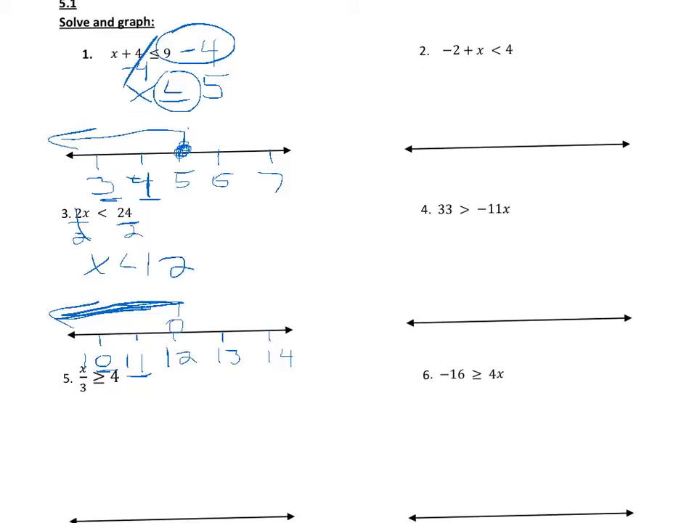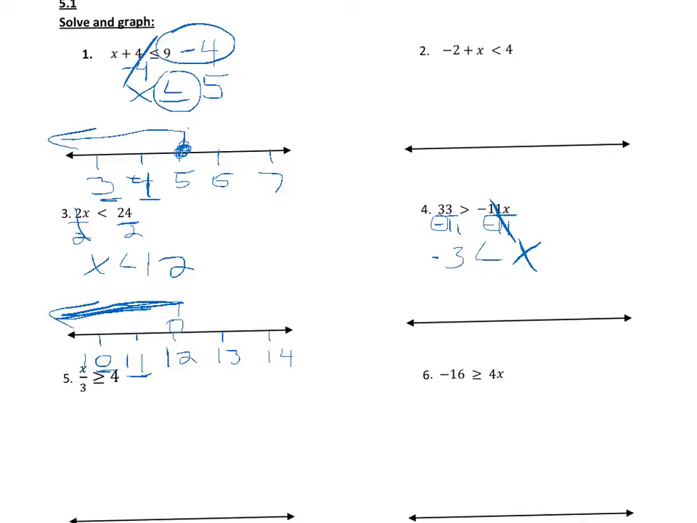Number 4, well, now I have to work with the right side. I divide both sides by negative 11. That cancels. Divide this by negative 11. 33 divided by negative 11 is negative 3. And then we just have x. Now here's the thing. This is our rule. I have to switch the inequality symbol because I divided both sides by this negative 11. So this greater than now becomes less than.